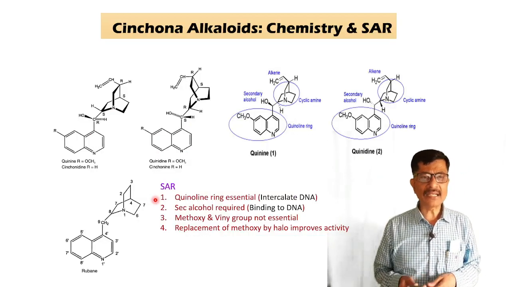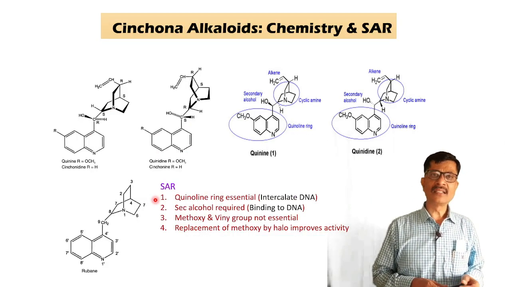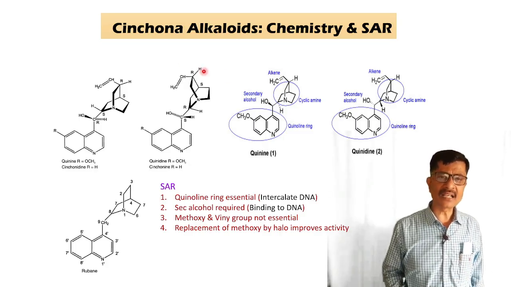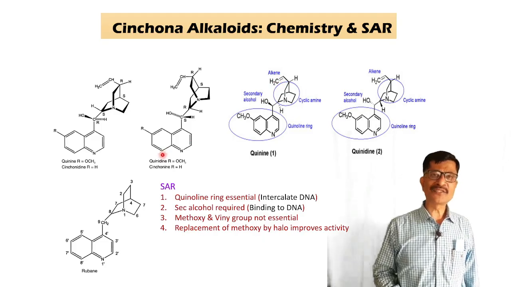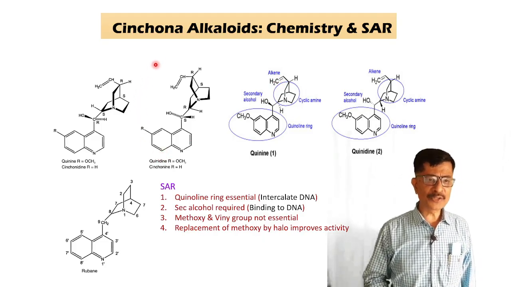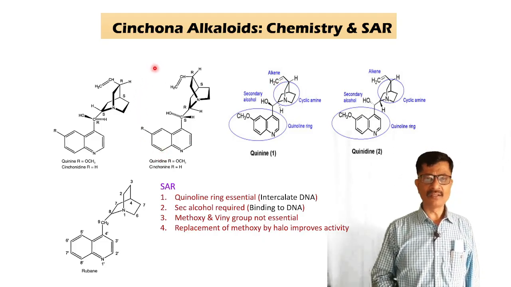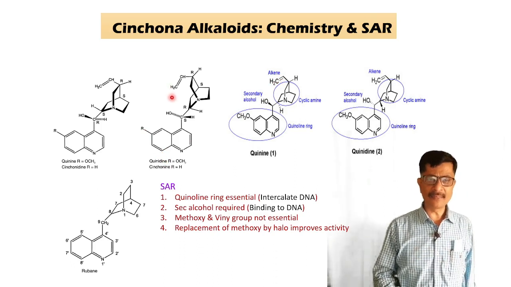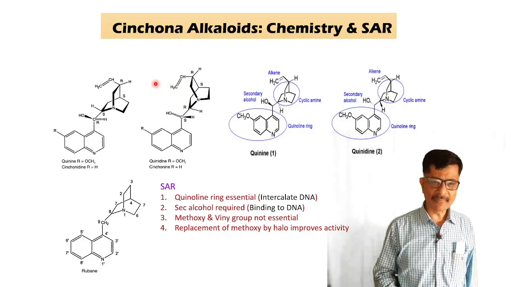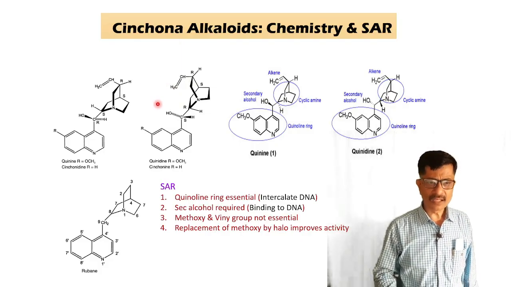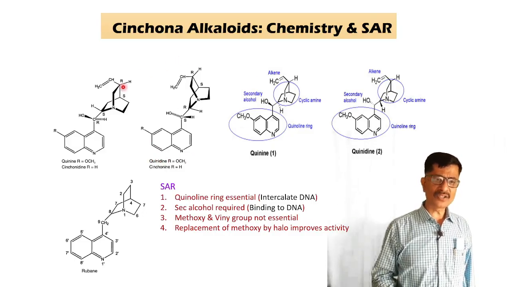Then look at the first class of antimalarial. These are cinchona alkaloids. The main drugs coming under this are quinine and quinidine, or cinchonin and cinchonidine. These are obtained naturally from the bark of the cinchona plant. Now look at the structure of this.